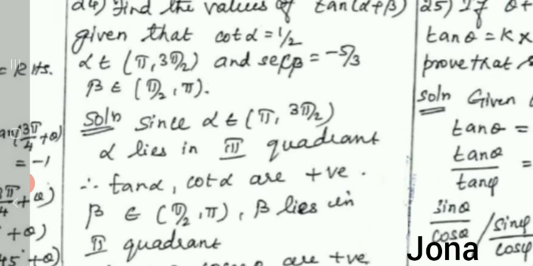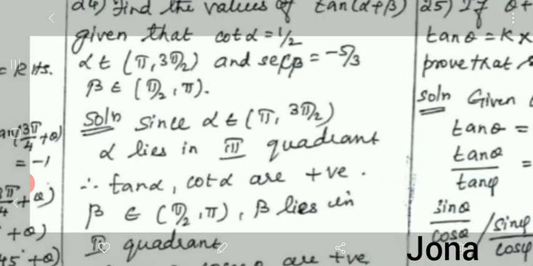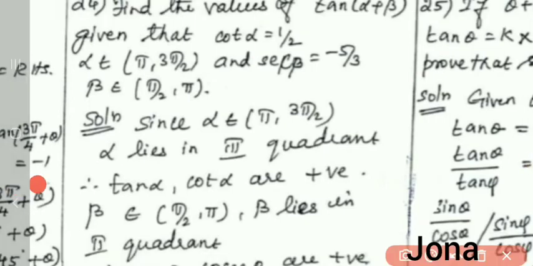Twenty-fourth sum. Find the value of tan of alpha plus beta given that cot alpha equal to 1 by 2, where alpha belongs to pi comma 3 pi by 2 and secant beta equal to minus 5 by 3, beta belongs to pi by 2 comma pi. Here it's clearly given alpha belongs to pi comma 3 pi by 2. That is in the third quadrant. In the third quadrant we have tan alpha and cot alpha positive, all the remaining things are negative.